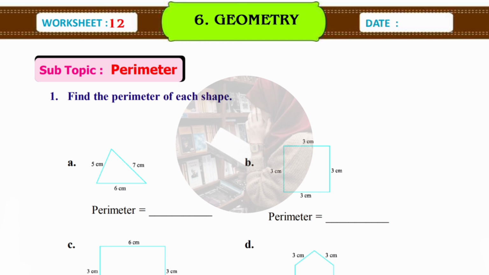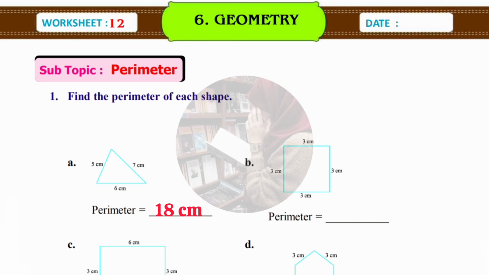Okay, let's see, the first picture is a triangle with 3 sides: 5 centimeters, 7 centimeters and 6 centimeters. The perimeter of this shape is 5 plus 6 plus 7, means 5 centimeters plus 6 centimeters plus 7 centimeters, we have to add it, then we'll get the answer as 18 centimeters. Understood guys? So let's see the second question.